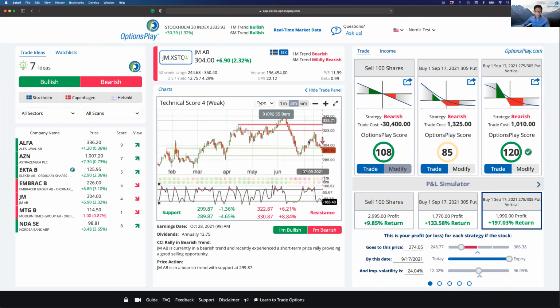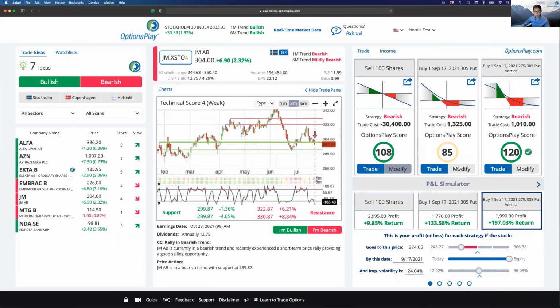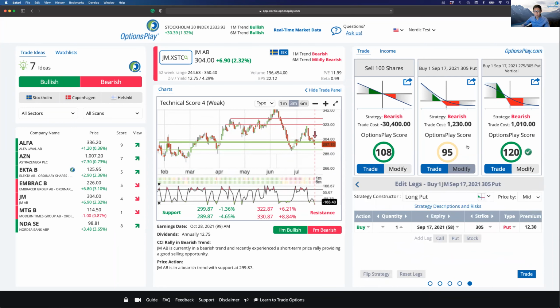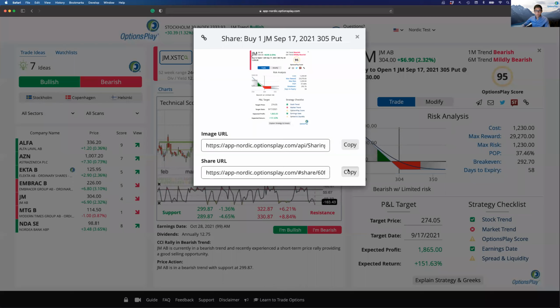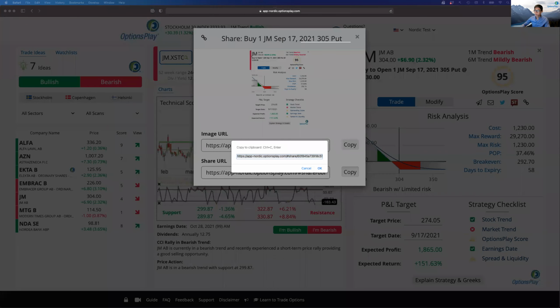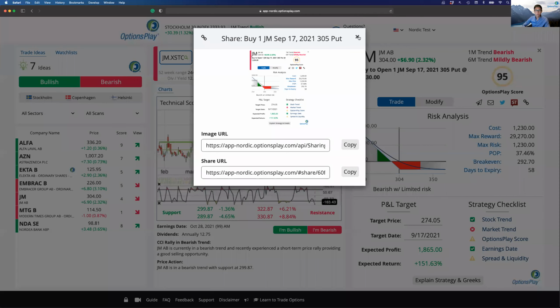So here's an example of maybe taking a look at buying a put option. Going out to September, let's buy a put option here. Let's look at buying September 305 puts. This is the at the money puts. We'll save this link for everyone to review. This is a long put. And then we'll look at a few other put strategies here for JM.